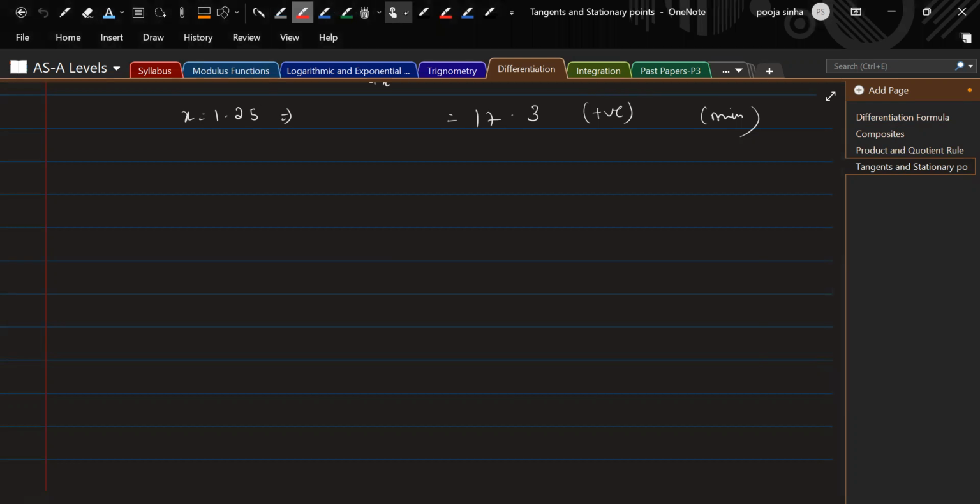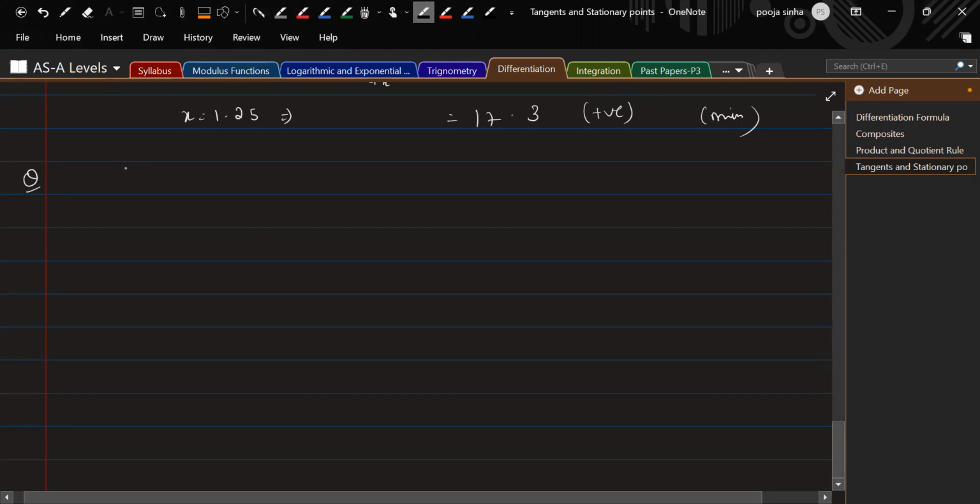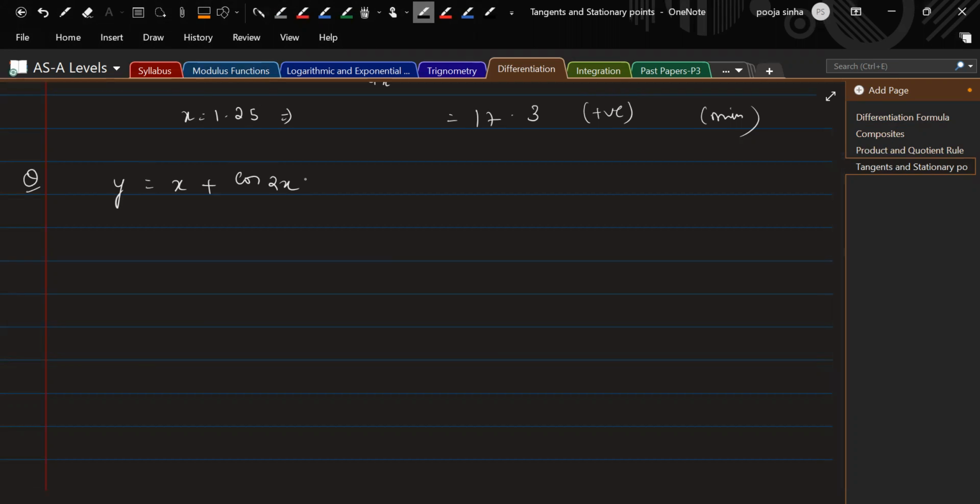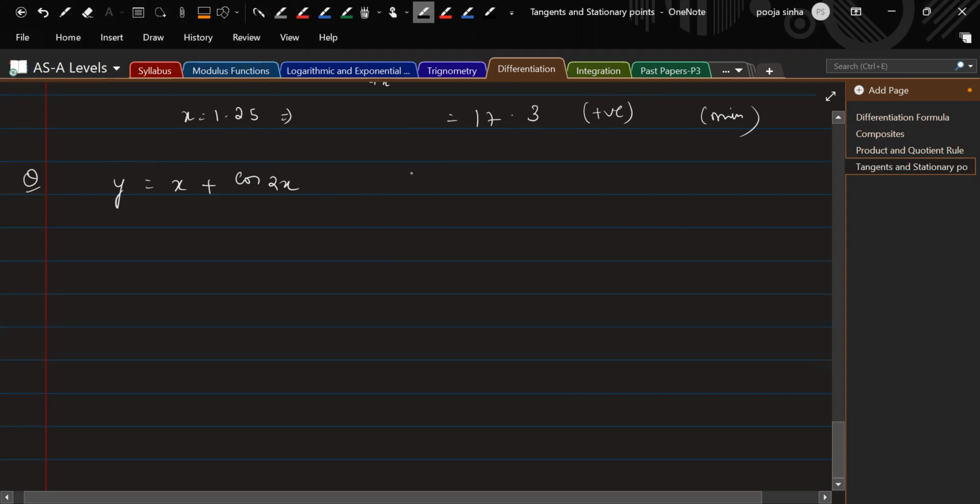Now let us do one more question. y is equal to x plus cos 2x. That's your equation. Now this is a curve, obviously, since it has cos 2x. Again, the question says you have to find the x coordinates of the stationary points. Here you are also given a limit, and you have to similarly determine the nature.